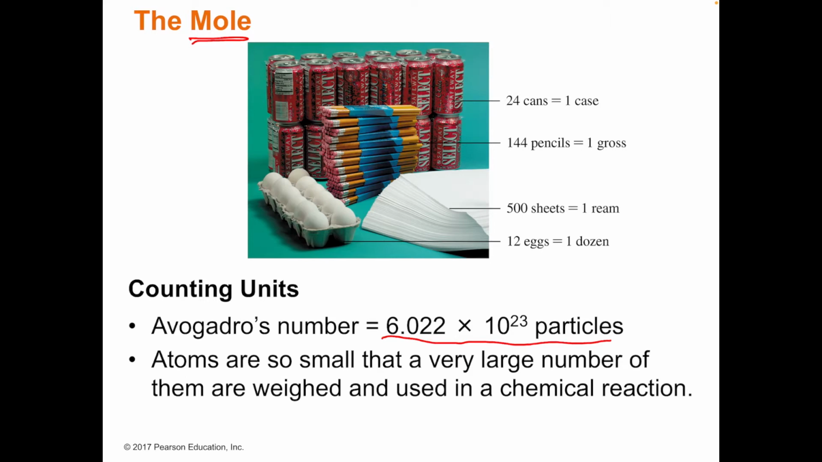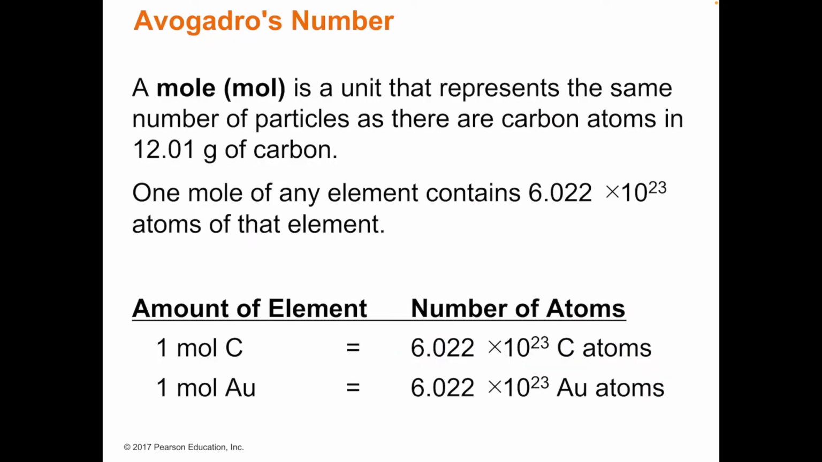It doesn't have to be atoms. You could have a mole of puppies, and that would be 6.022 times 10 to the 23rd puppies, right? It doesn't matter. Kind of like if you had a dozen, you could have a dozen people, or a dozen eggs, or a dozen of whatever, right? But that dozen always means 12. Same with the mole. A mole just means 6.022 times 10 to the 23rd. It doesn't matter what you're talking about.